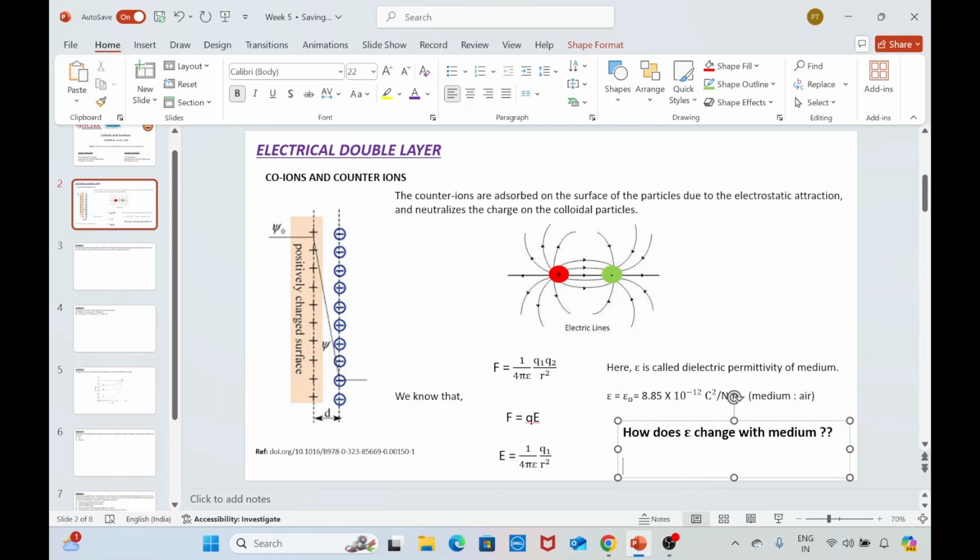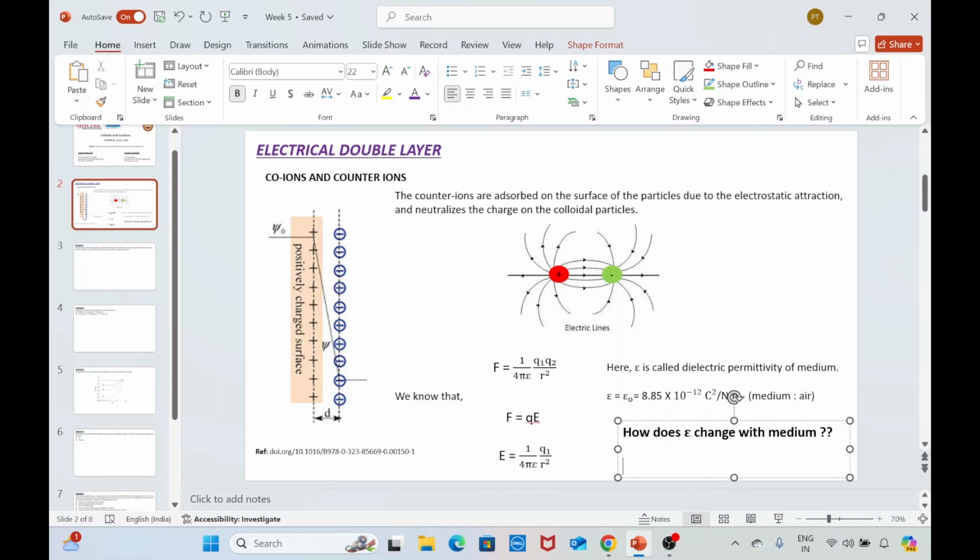does anyone have any understanding or any ideas on how this epsilon changes with the medium, or what effect the medium has on this value of epsilon? Any ideas? I will just give the expression now. Let's see after that how far we are able to explain.